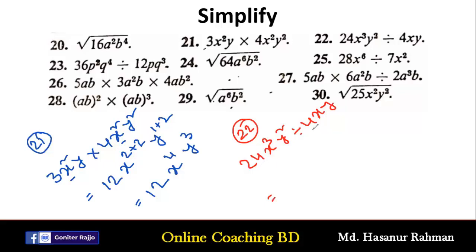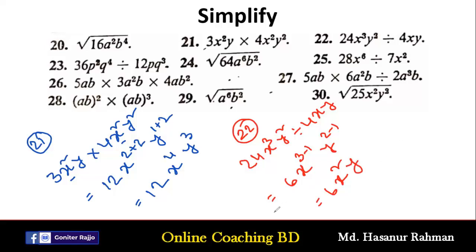So 24 divided by 4, that will be 6. x cube divided by x is the same base, so we have to subtract the power. x to the power 3 minus 1 and y to the power 2 minus 1. So 6 x to the power 3 minus 1, that is x square, y to the power 2 minus 1, that is y. So the answer will be 6x square y.